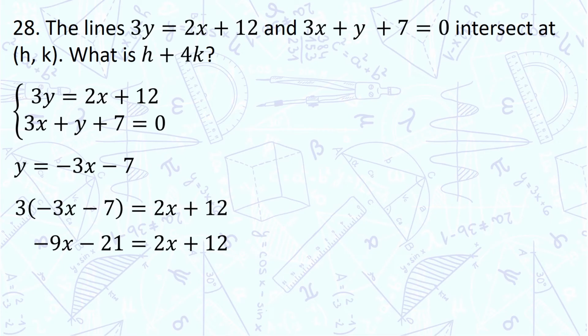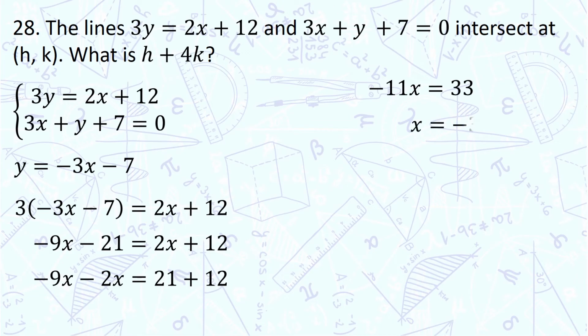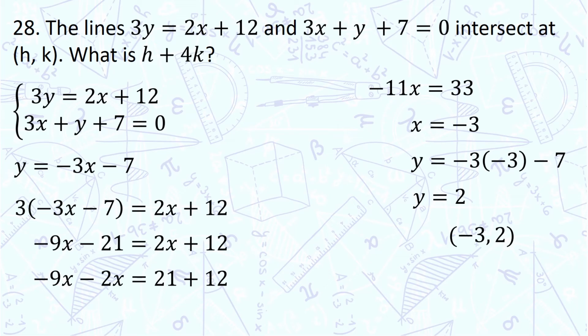Add negative 2x to both sides. Also add 21 to both sides. So we have negative 11x equals 33. X equals negative 3. We solve for y. Y equals negative 3 times negative 3 minus 7. And y equals 2. So if the two lines intersect at hk, h is negative 3 and k is 2. Therefore, h plus 4k is negative 3 plus 4 times 2. And that is 5.